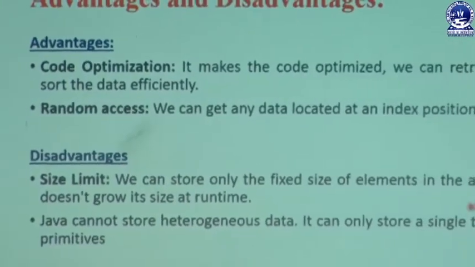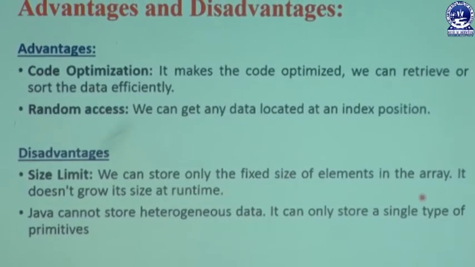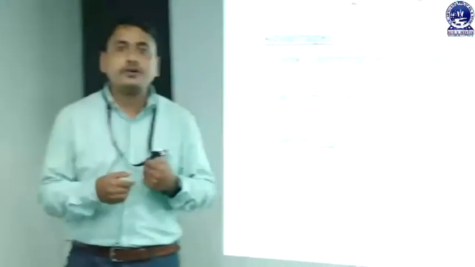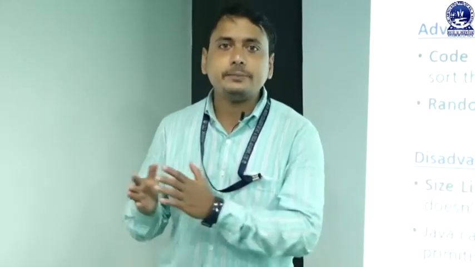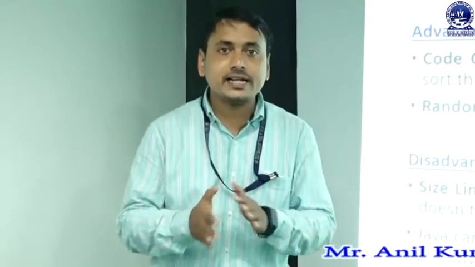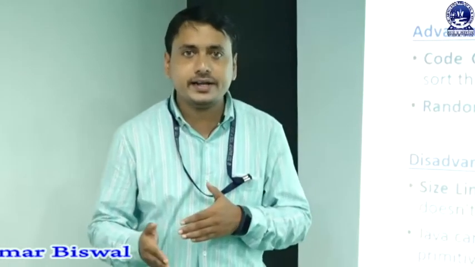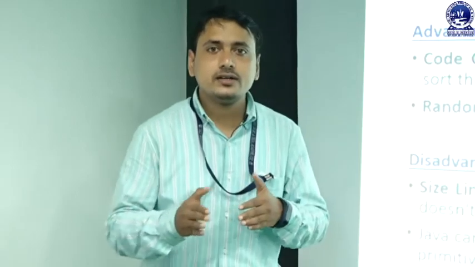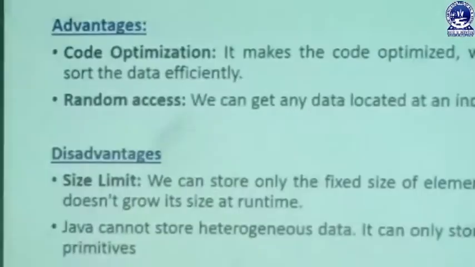The next disadvantage is that Java arrays cannot store heterogeneous data. An array can only store a single type. Suppose I create an integer type array. An integer array can only store integer elements, not float, not character, not string, not long, and not double. Similarly, if a user wants to create a float type array, in that array we can store only similar elements, meaning float elements, like 10.56, 11.74.